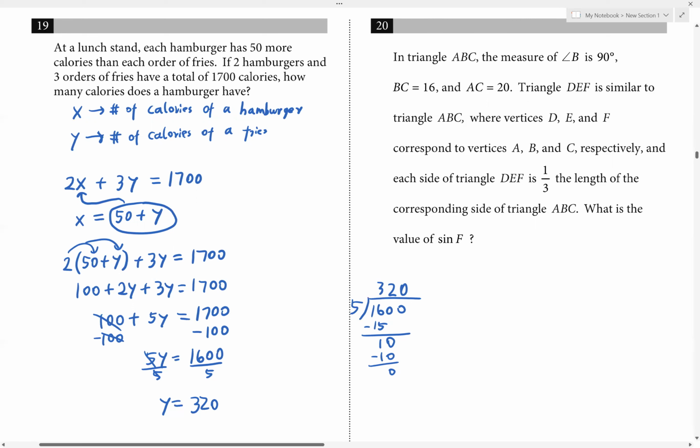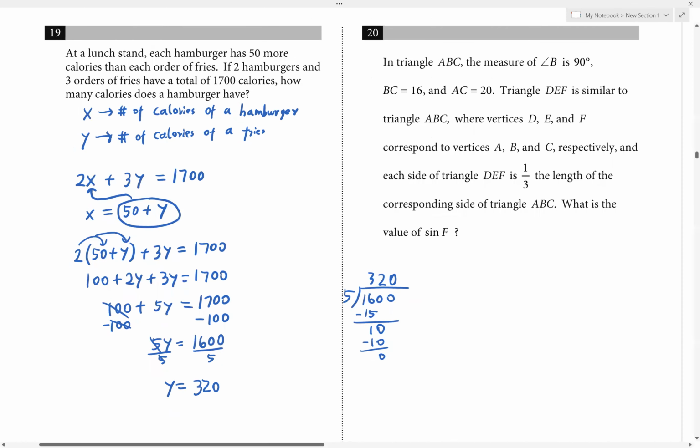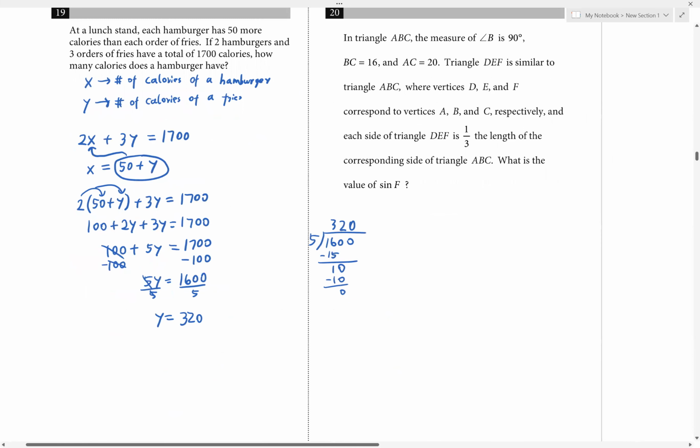But the question asks us how many calories a hamburger has, so we have to solve for x. Once you have the y value, we can plug it into the second equation, x equals 50 plus y. So 50 plus 320 is 370. That is how many calories a hamburger has, which is our answer. So that's it for number 19.